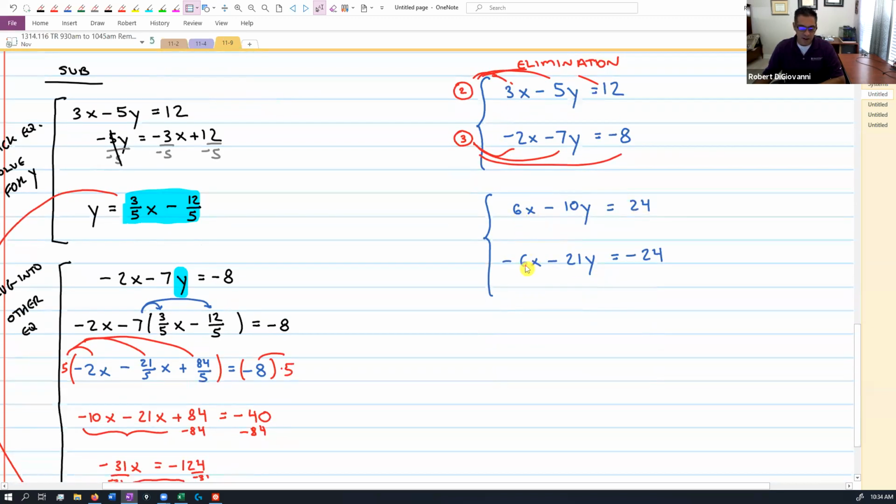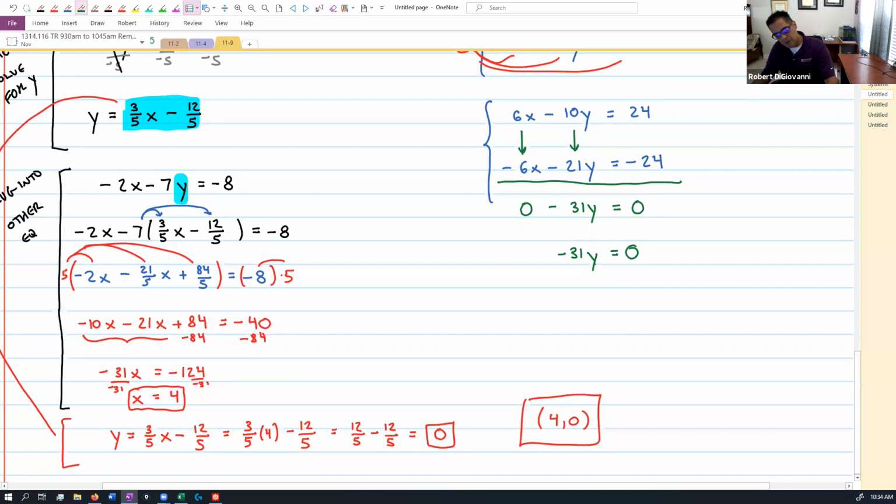Now I've got 6X and negative 6X, and I can add down. So when I add this down, I get 0. When I add this down, I get negative 31Y, right? Something like that. But look what we get on the other side. These go away. You get 0. So you have negative 31Y equals 0. If I divide both sides by negative 31, I get 0.